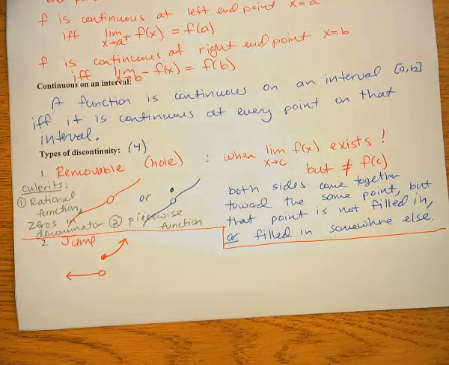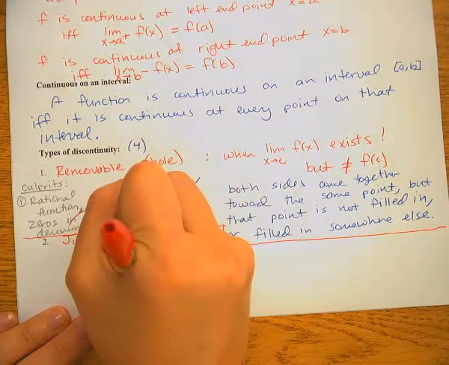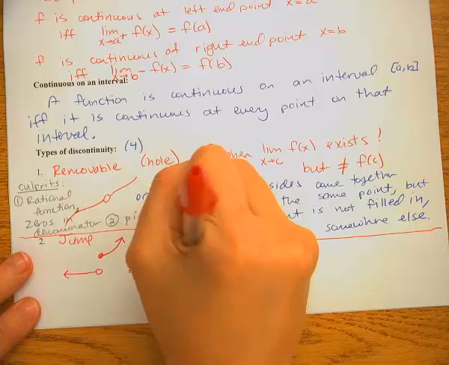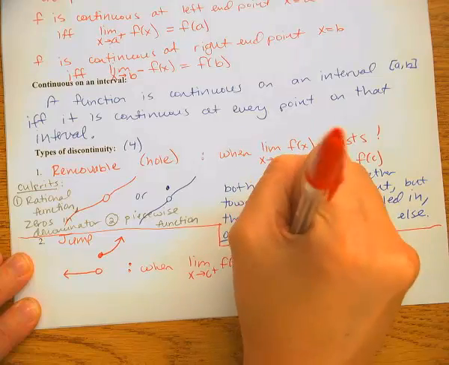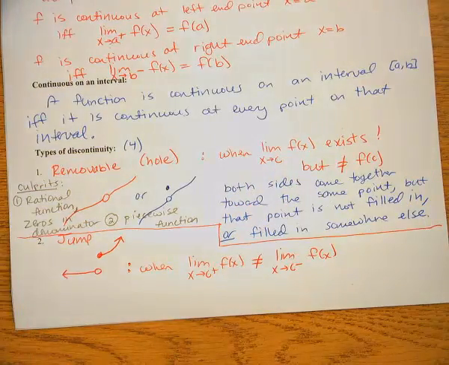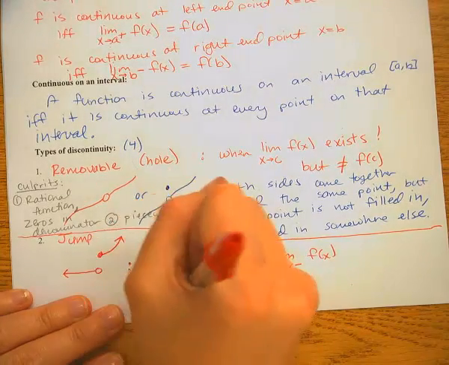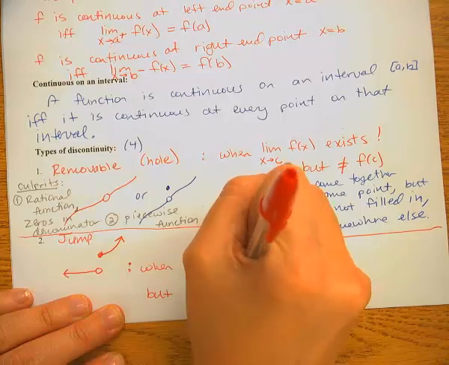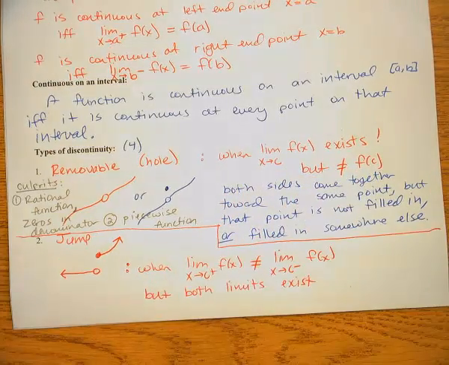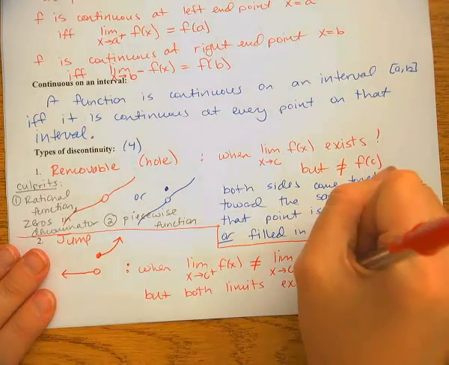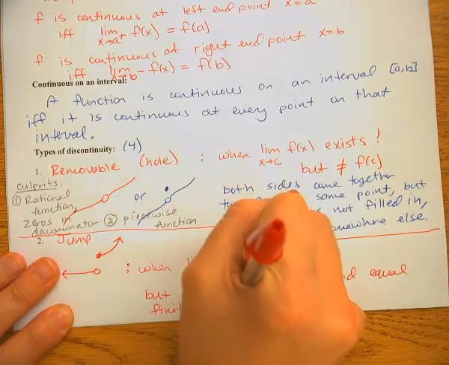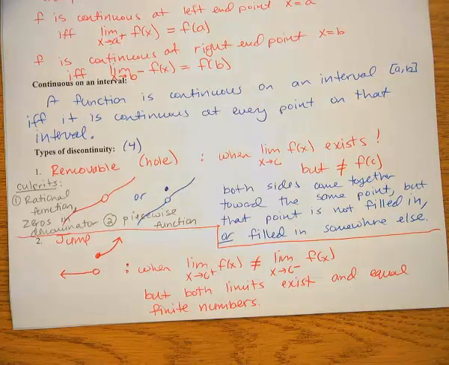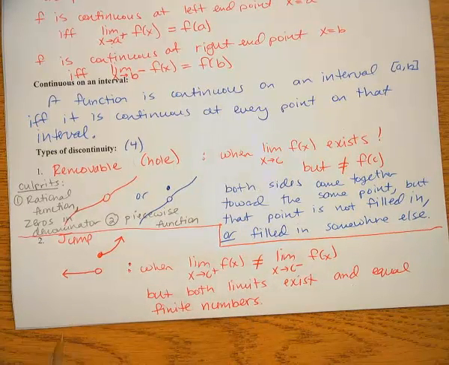So we say that a jump discontinuity is when the limit as x approaches c from the right is not equal to the limit as x approaches c from the left. But it's important to note here that both limits exist and are equal to a finite number. So neither one of the limits is going to infinity. Both of the limits exist and both of them equal finite numbers. They just don't equal each other, and so we have a jump.